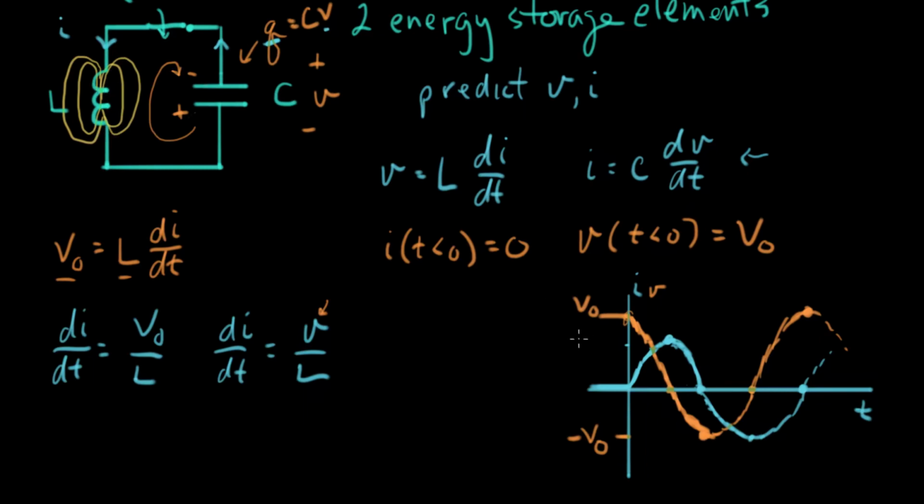So this is our intuitive explanation of what happens in an LC circuit when we let it do its natural response. There'll be this rocking motion back and forth. And now in the next video, we're going to go through and see how this comes out mathematically.